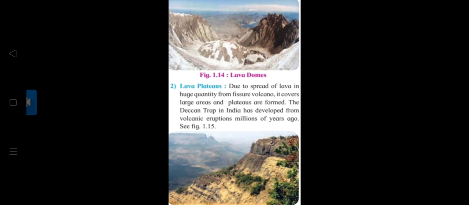Next, we go on to lava plateaus. Due to spread of lava in huge quantity from fissure volcanoes, it covers large areas and plateaus are formed. The Deccan Trap in India has developed from volcanic eruption million years ago. If you look at this figure 1.15, that's a lava plateau. So when the lava spreads in huge quantity, it covers large areas and flat plateaus are formed. The Deccan Trap in India is one such example which was developed million years ago.